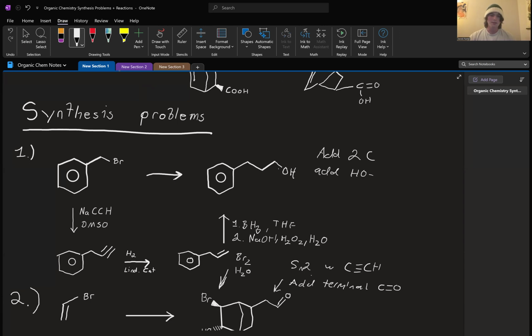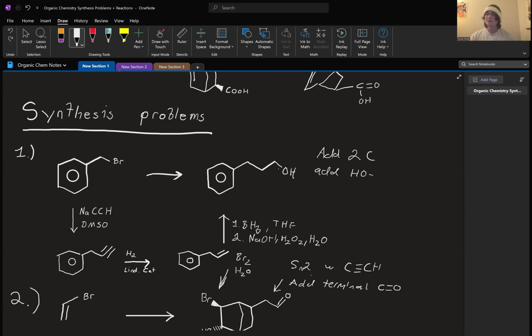Okay. So now it's an addition of two more carbons. You have to add two more carbons and you have to add a hydroxyl group in an anti-Markovnikov way. How do you add a hydroxyl group in an anti-Markovnikov way? Well, we can do a hydration reaction or a hydroboration oxidation reaction. In this case, hydroboration oxidation because it's anti-Markovnikov.